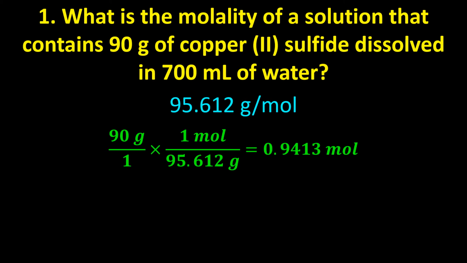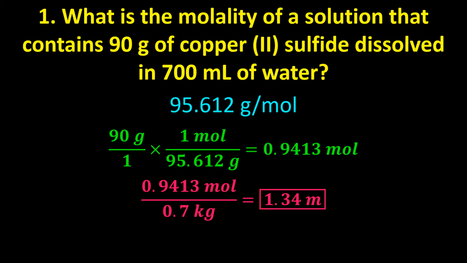Now what we have to do is calculate the molality. And remember, molality is moles of solute over kilograms of solvent. So here it is right here. You'll notice that on the bottom of the fraction, the 700 milliliters of water corresponds to 0.7 kilograms. And our answer is 1.34 molal.